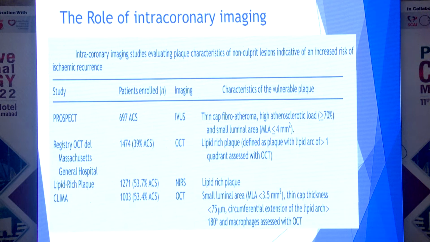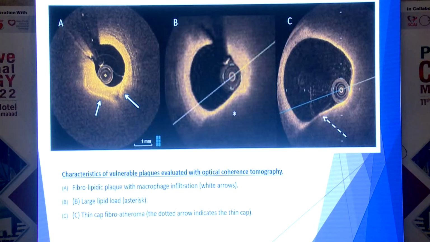So the role of intracoronary imaging is important to understand. If we compare IVUS, OCT, and NIRS, OCT indicates the clinical importance of local inflammation, the accumulation of macrophages and lipid accumulation. This is an OCT image of the characteristics of vulnerable plaques, which shows a fibrolipid plaque with macrophage infiltration with white arrows, large lipid load with an asterisk mark, and thin-cap fibroatheroma with dotted images.